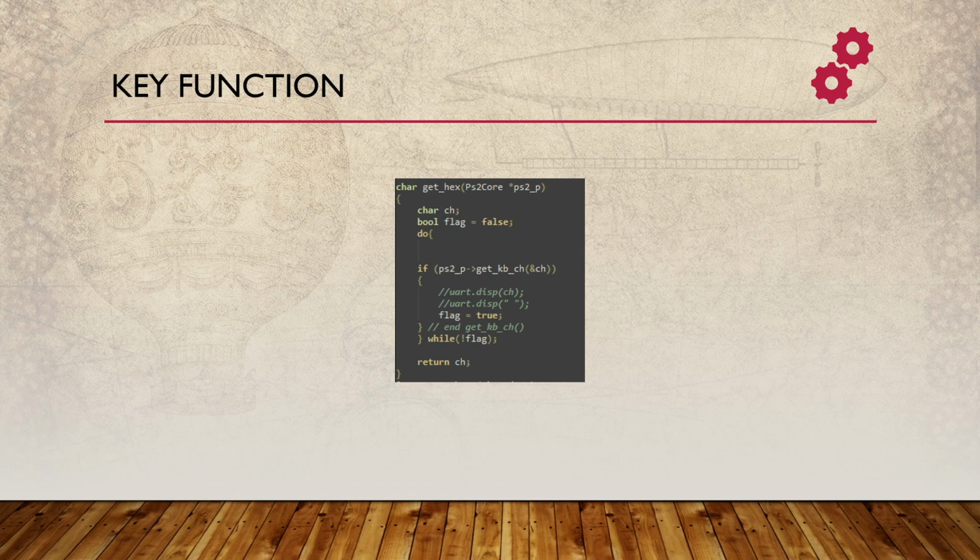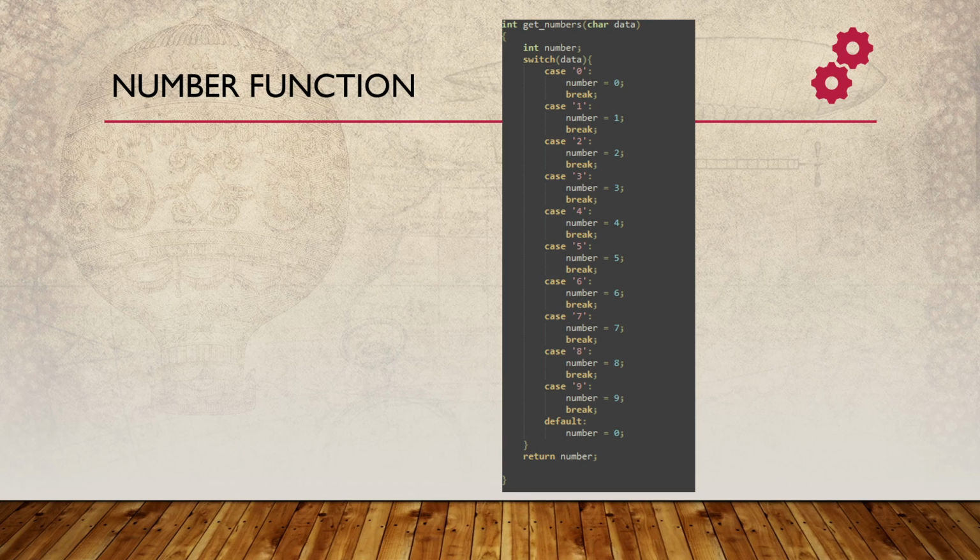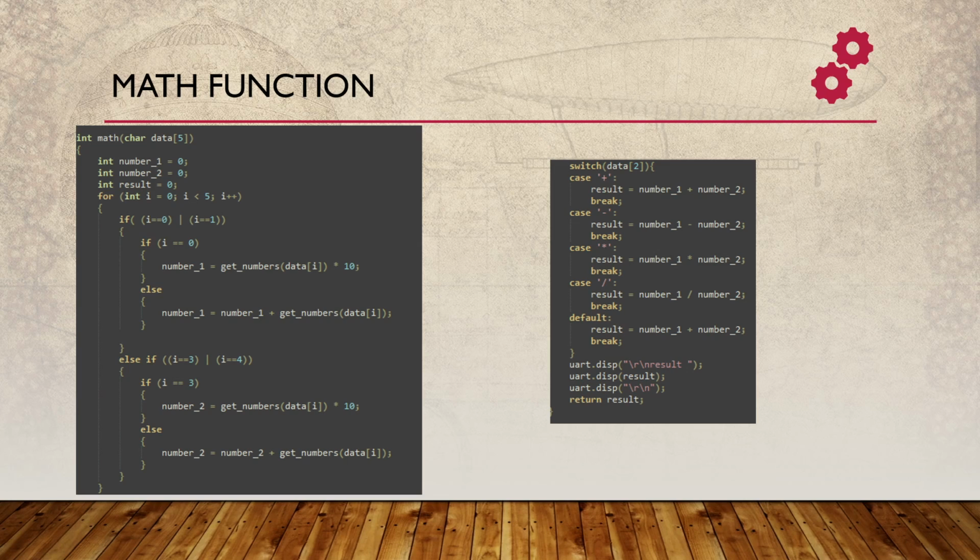The first function is get hex, which basically just returns the character of whatever key was pressed. Next is the get numbers function. This function basically takes whatever the character value was of a number and returns the int.